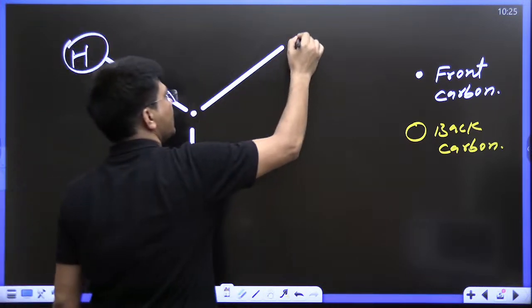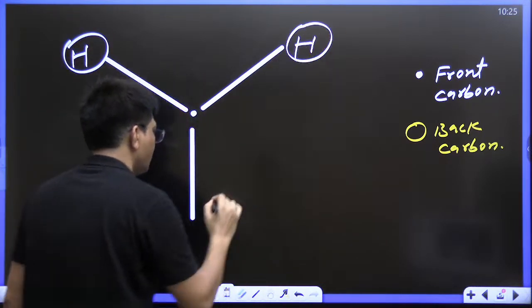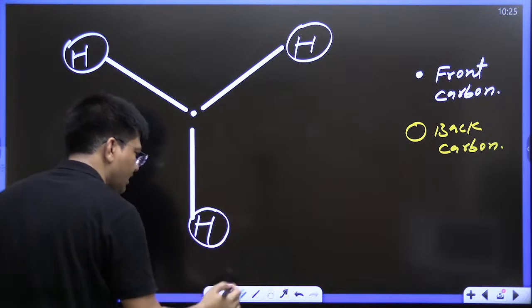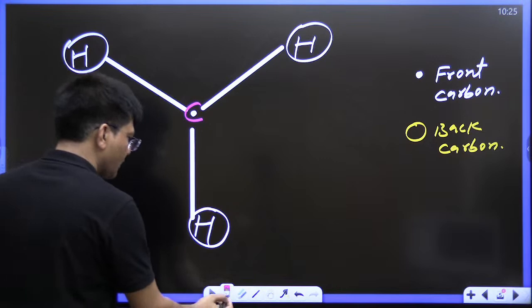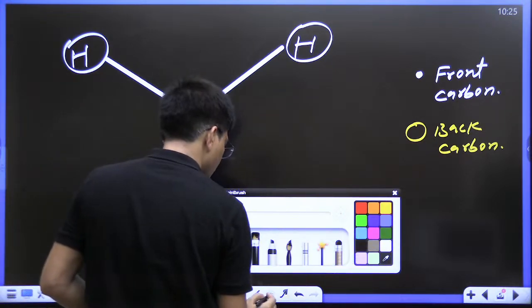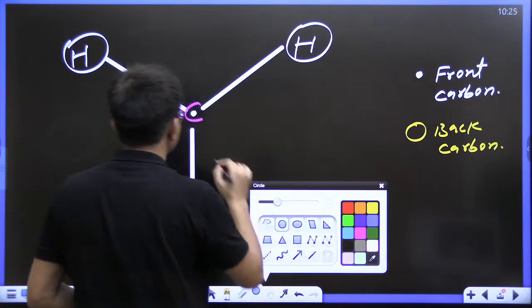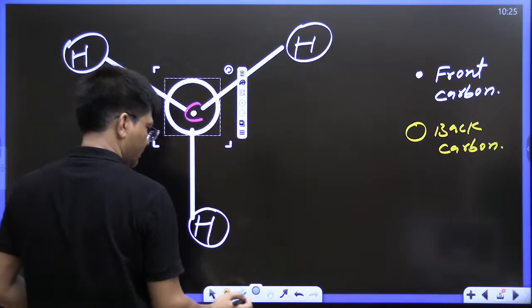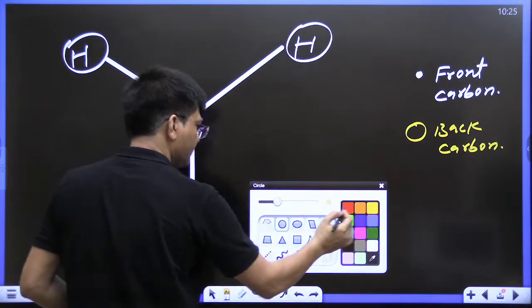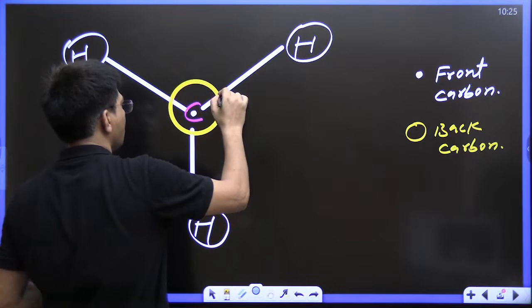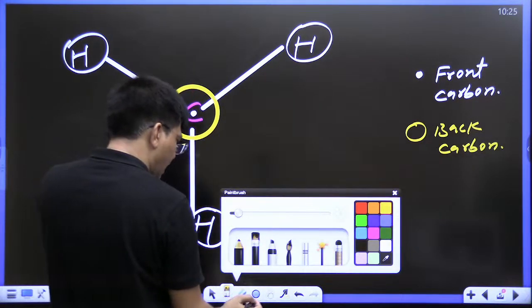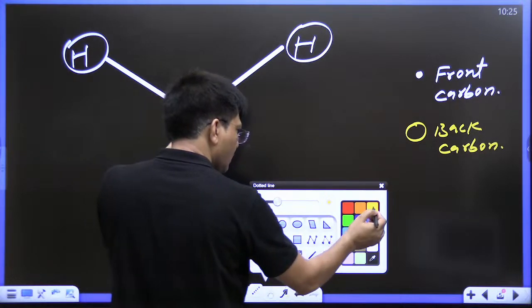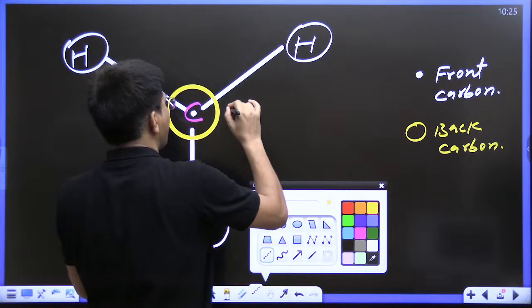You can see very clearly this is the bigger structure. Now you can easily understand it, and this is carbon. And this one is your back carbon, and to this carbon also hydrogens are attached.